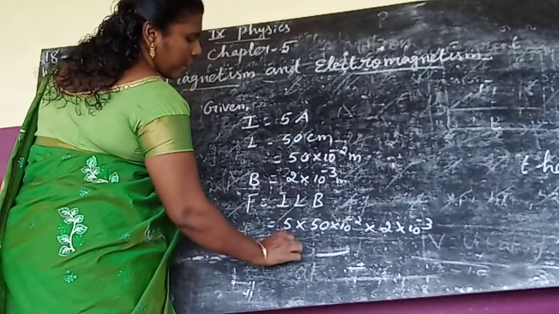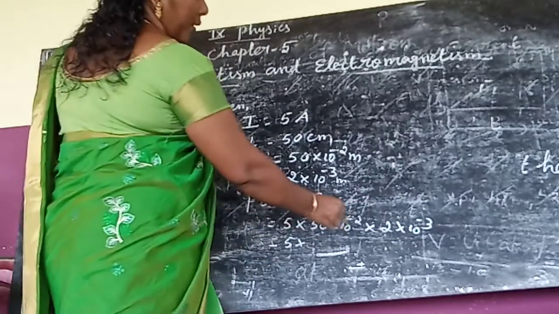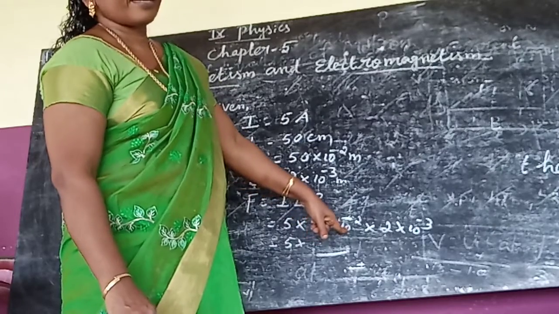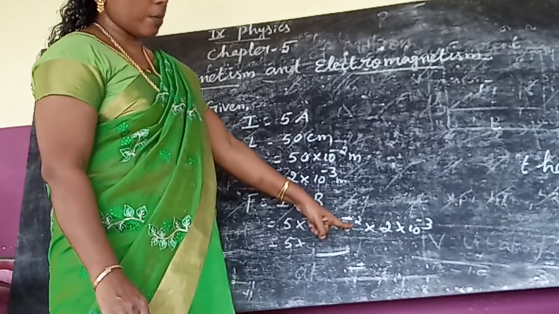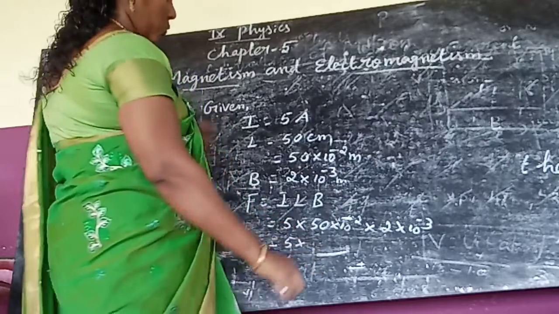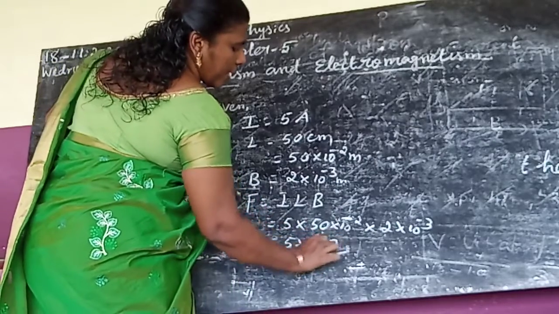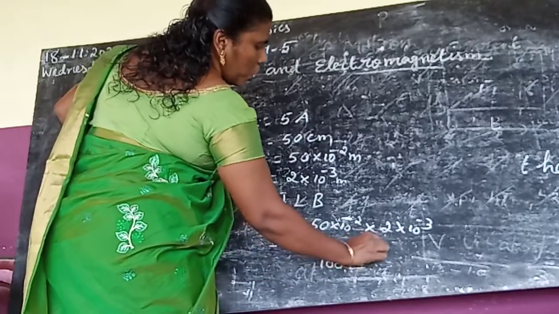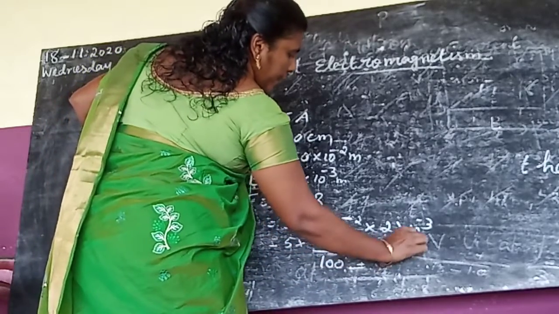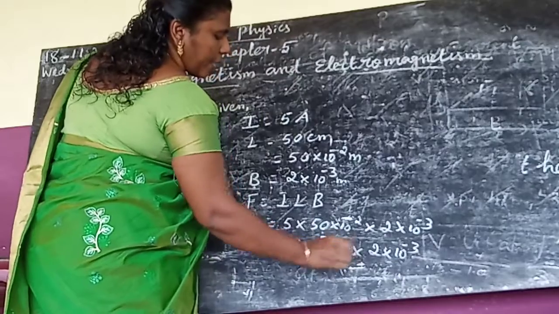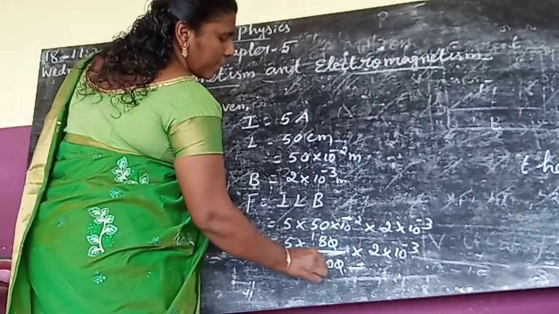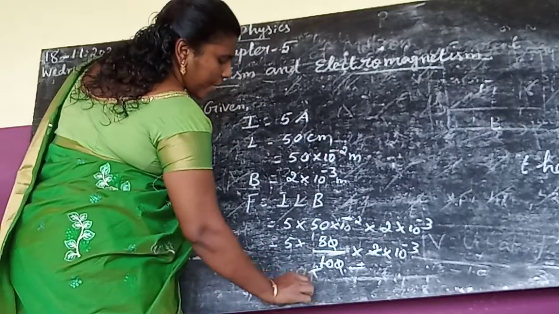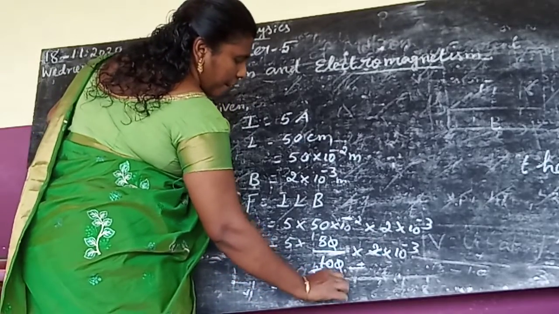So 5 into this 10 power minus 2, we can take 50 divided by 100. 10 power minus 2 in the numerator means 10 power 2 in the denominator, which is 100. So 50 divided by 100 into 2 into 10 power minus 3. Just cancel 0 and 0. Then 5 ones are 5, 5 twos are 10. Then 2 and 2 cancel. So you get the answer 5 into 10 power minus 3.